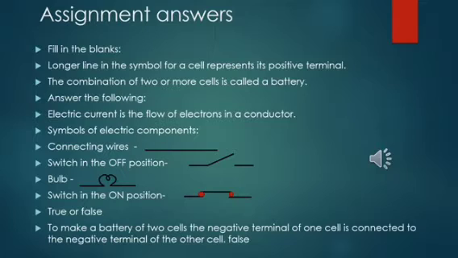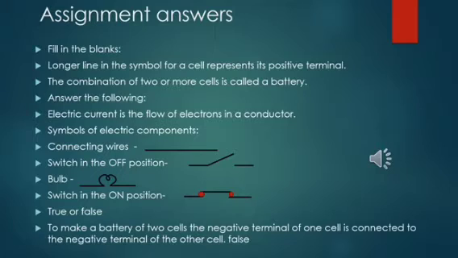The next one was just to say whether the statement was true or false. To make a battery of two cells, the negative terminal of one cell is connected to the negative terminal of the other cell. That is false. So you'll say the negative terminal of one cell is connected to the positive terminal of the other cell. Or you can also say positive terminal connected to the negative.